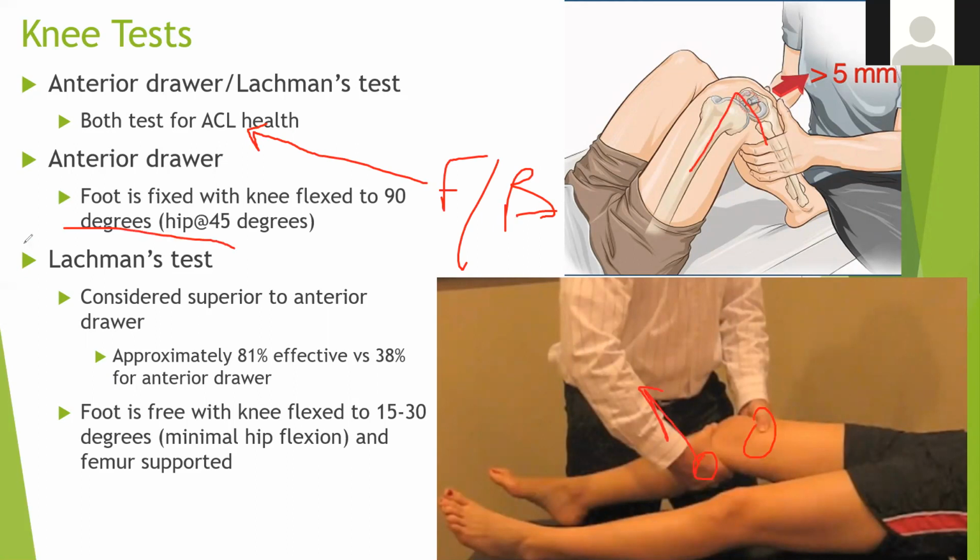The best one right now is the Lachman test. The Lachman test is right here. So your leg is being held in the air and you pull upward. There are much fewer false positives and much fewer false negatives for the Lachman test than there are for the anterior drawer test.